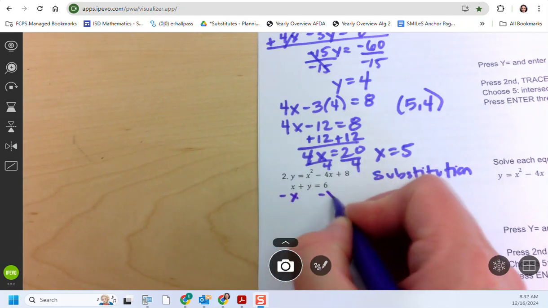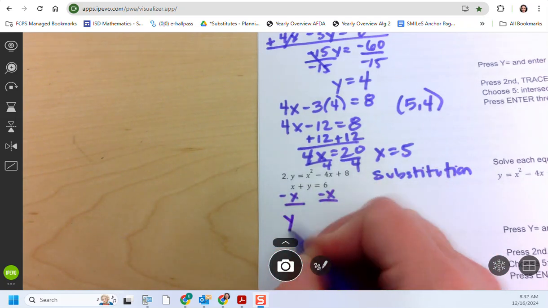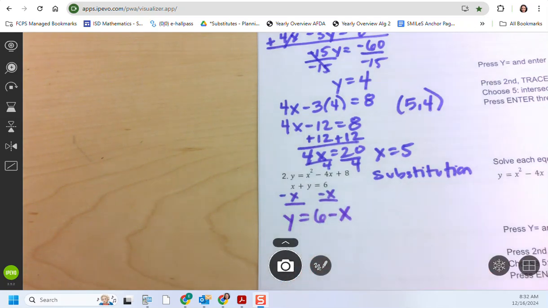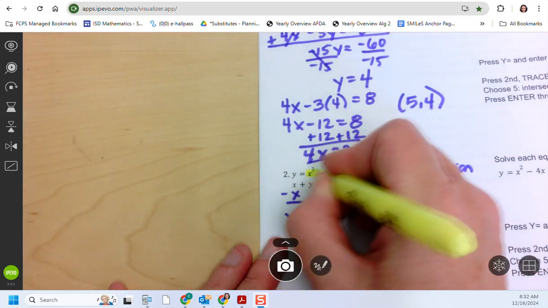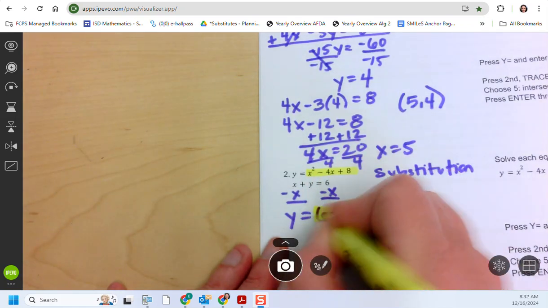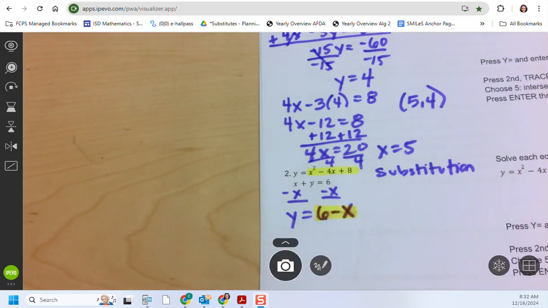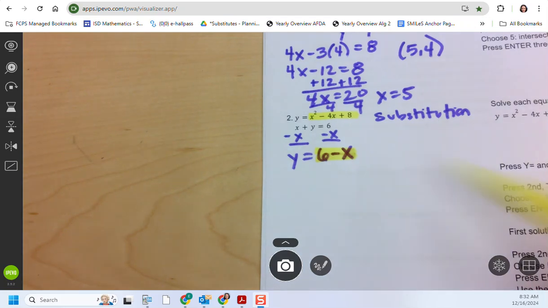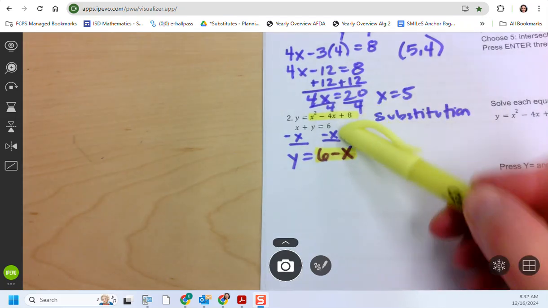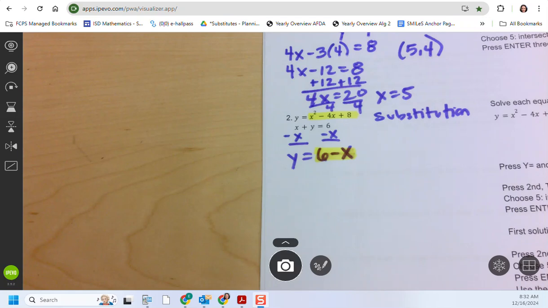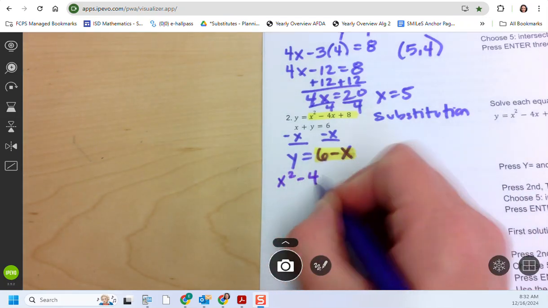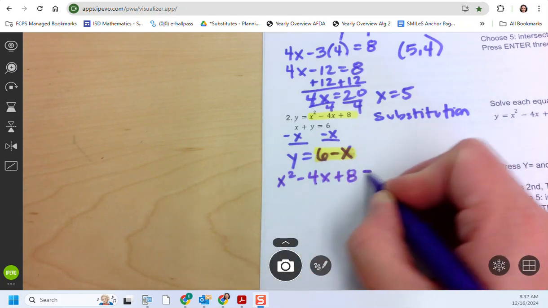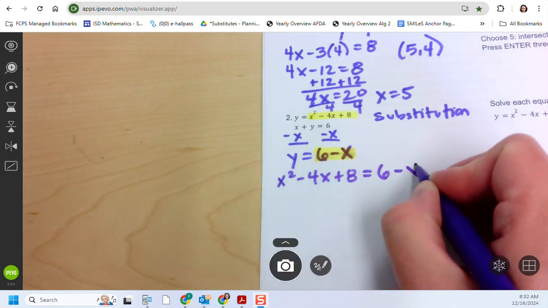I'm gonna get y by itself here. So I get y equals 6 minus x. And now since I have two things that equal y, they equal each other. So that means this equals this, because they both equal y. So if you haven't written anything down yet, now's a good time to start. We got the y by itself by subtracting the x. And now I have two things that equal y. So I'm going to write that they equal each other. X squared minus 4x plus 8 equals 6 minus x.